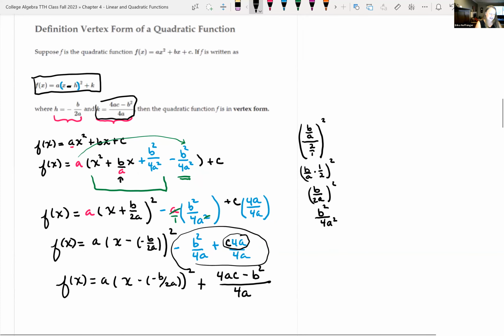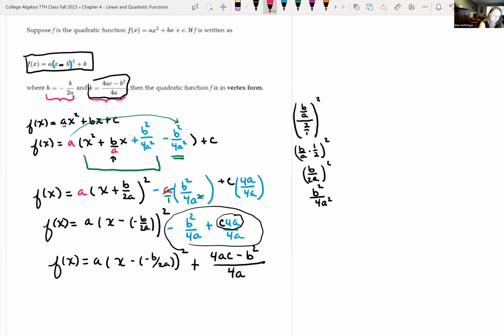So notice in this case, the H value is negative B over 2A. And my K value is 4AC minus B squared over 4A.